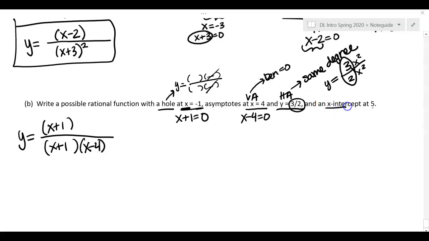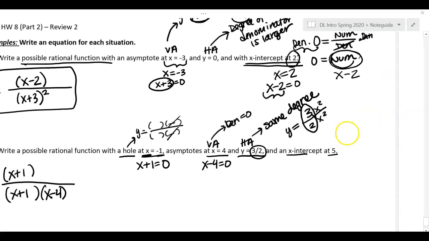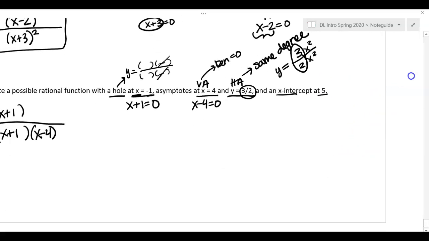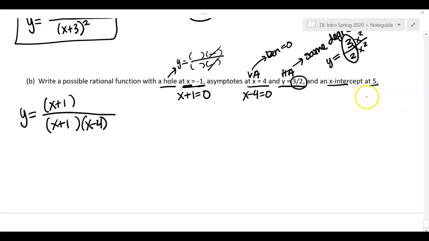And then lastly, an x-intercept at 5. I'm just going to refer back to what we talked about here. That means it must have come from the numerator. So they set something equal to 0 and solved and got x equals 5. If we work back from that, it must have been x minus 5 equal to 0, and it must have been in the numerator.